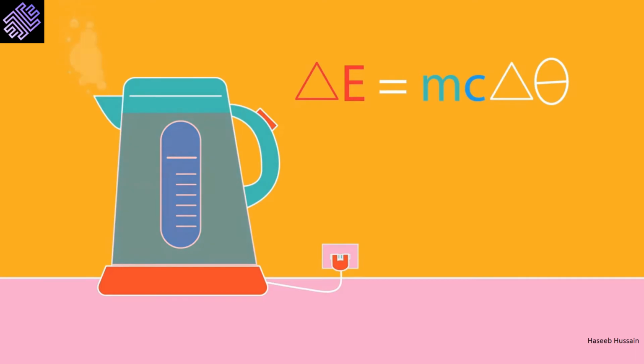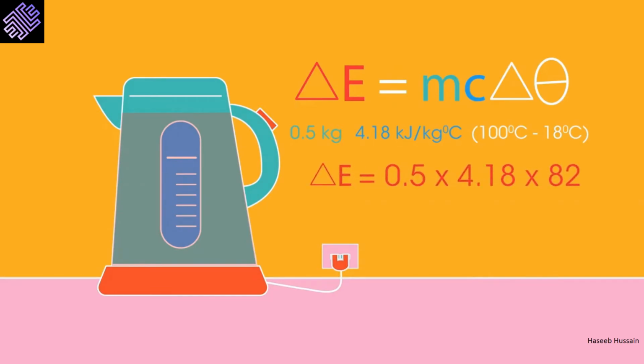If we take 0.5 kilograms of water at 18 degrees Celsius and heat it to boiling point, or 100 degrees Celsius, then energy used equals 0.5 times 4.18 times 82, which equals 171.380 kilojoules. Notice this assumes that there is no loss of energy during heating, which of course is not accurate. Heat and sound will be lost to the surroundings.